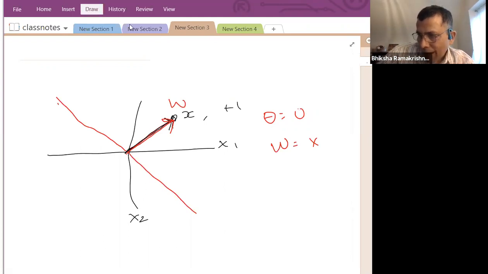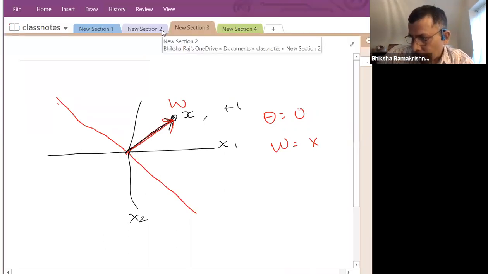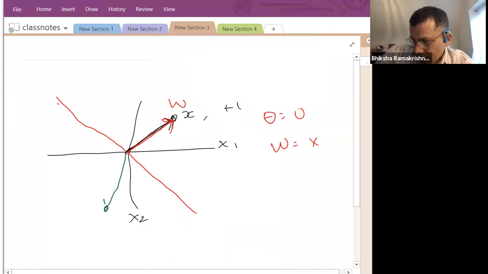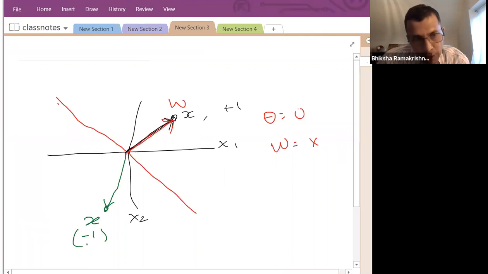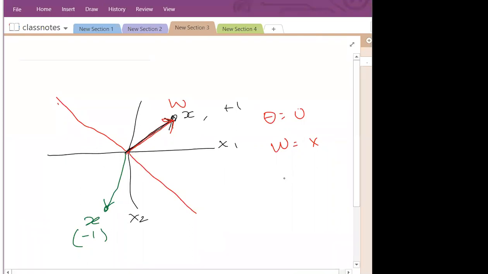Now suppose I have another x, and this belongs to, say, the negative class. So this is some other x, and this belongs to the -1 class. Then where do you want the weight vector to be? No, ignore the red. There is no red. I've given you only one.